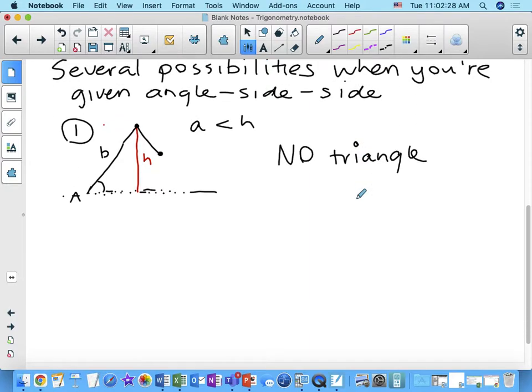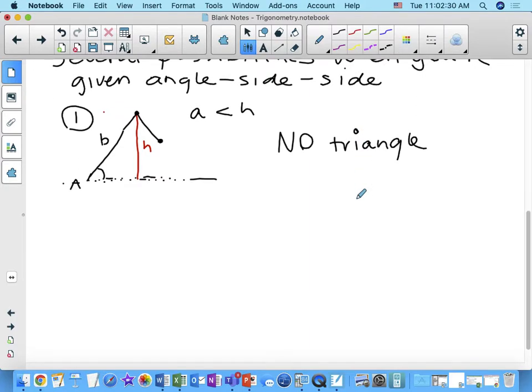Okay. The second thing that could happen, I'm going to start out by drawing the exact same thing. So here's my dotted baseline. It should look the same, but my drawing skills are not very good, so apologies there. There's angle A. Here's side B. Here's my height.